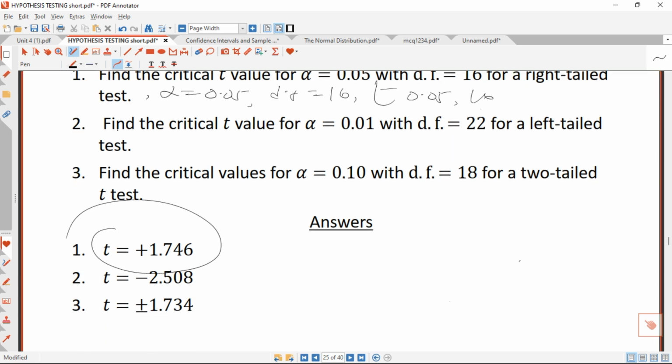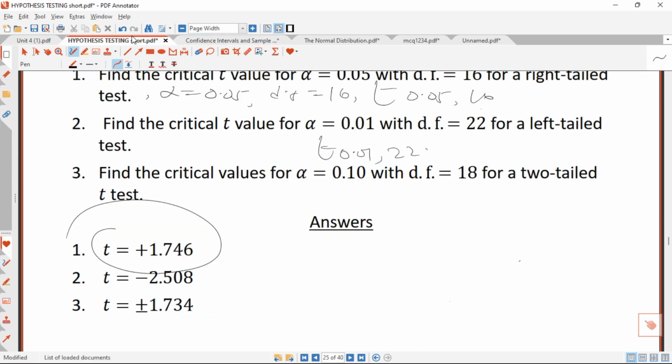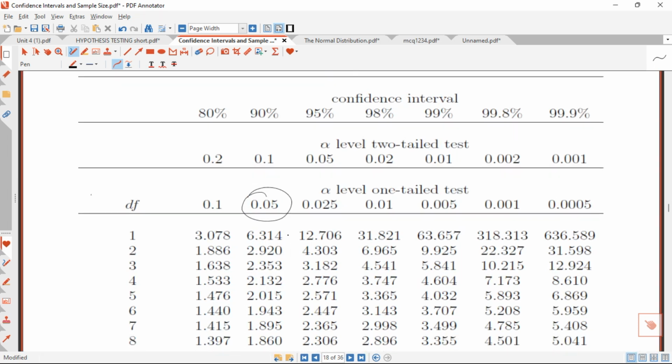It said find the critical t value for alpha equals 0.01 with a degrees of freedom of 22 for a left tail test, right? So this one is still to the left. So this is a one tail test, right? So we'll be having t subscript 0.01 comma 22. So let's go to the t table, just locate 22, and then 0.01, which is one tail test. So 0.01 is here.